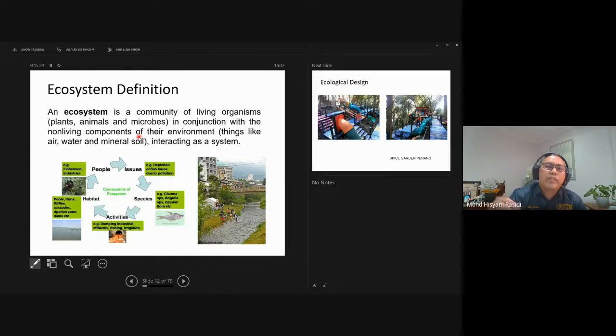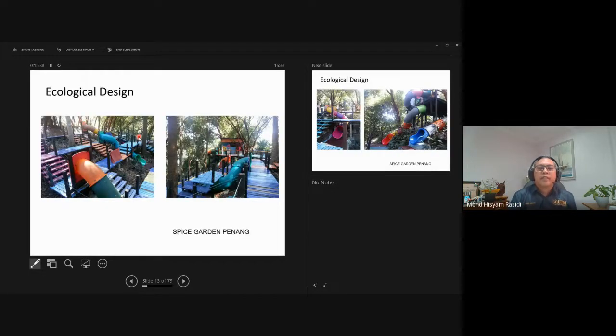Okay, if you can imagine that if people are repeating the organization of the waste material, it will give very high impact to the cleanliness of the river or to the place. So this is one example at Spice Garden Planning.